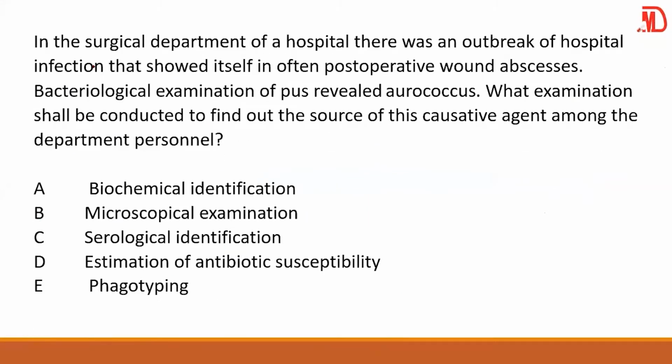In the surgical department of a hospital, there was an outbreak of hospital infection that showed itself in postoperative wound abscesses. Biological examination of the pus revealed Staphylococcus aureus. What examination shall be conducted to find out the source of the causative agent among the department personnel?